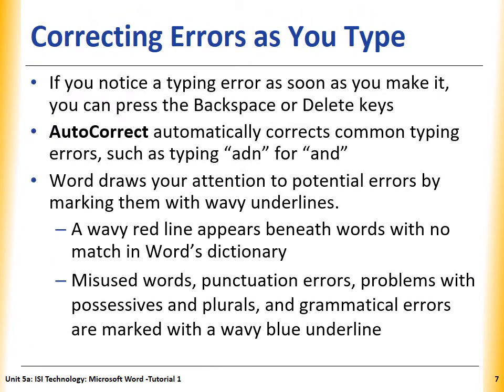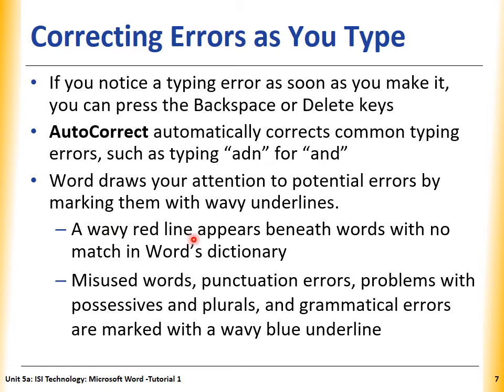Here, correcting errors as we type. If you notice a typing error as soon as you make it, you can press the backspace on the keyboard or the delete key on the keyboard also to remove your mistake. If we use autocorrect, it will automatically correct common typing errors, such as if we type ADN, it will change it to AN. It will correct it for us. Word draws your attention to potential errors by marking them with wavy underline. We have two types so far. I'm going to talk about them, the red one and the blue one.